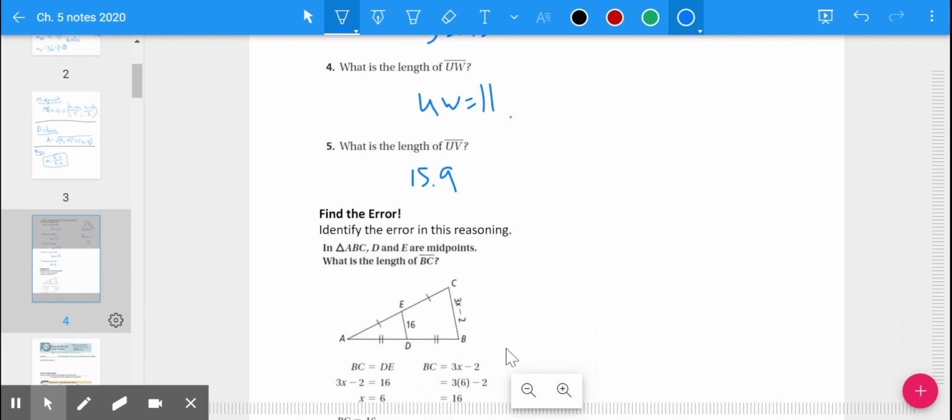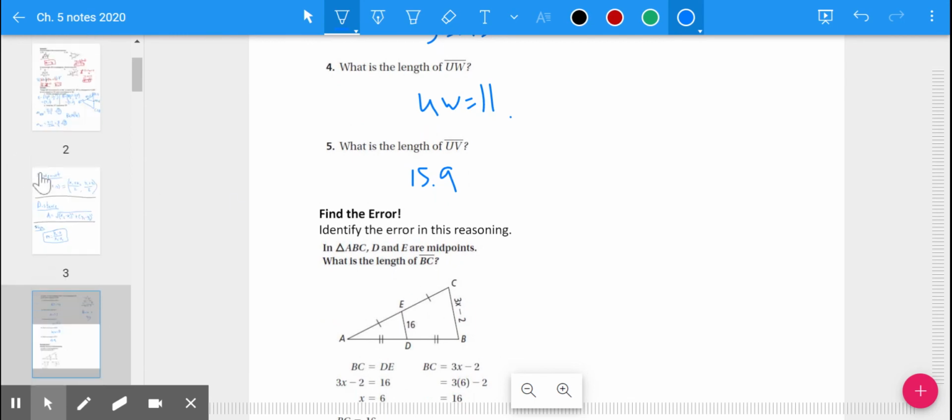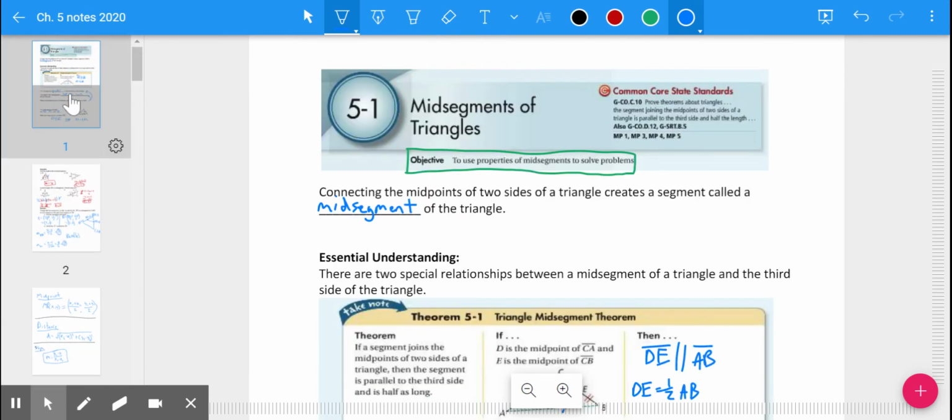All right, so that's the last one I'm going to leave you with today. Those are all questions dealing with the midsegment, using properties of midsegments to solve problems. And we know 2 properties of midsegments now: the midsegment is half of the parallel side, and it's also parallel to the third side of the triangle. So that's section 5.1.